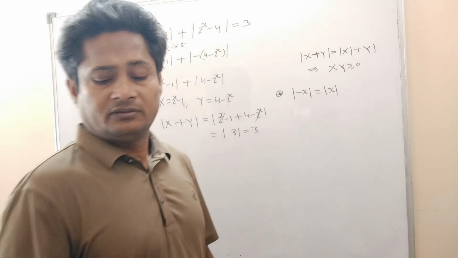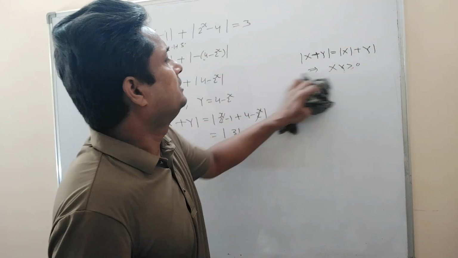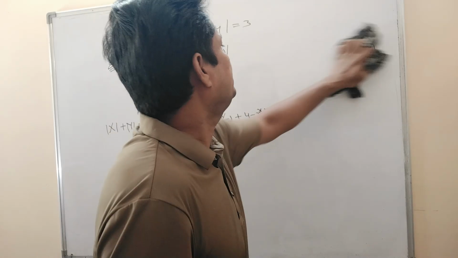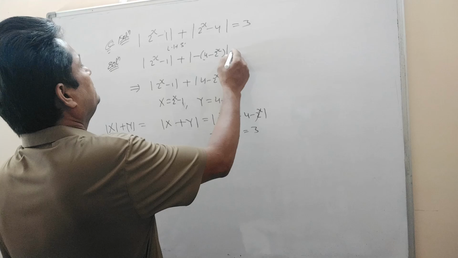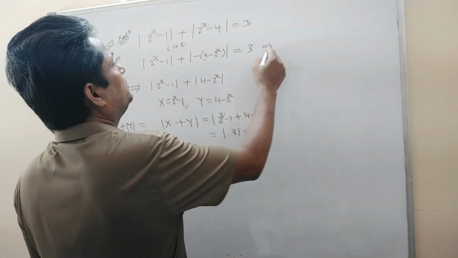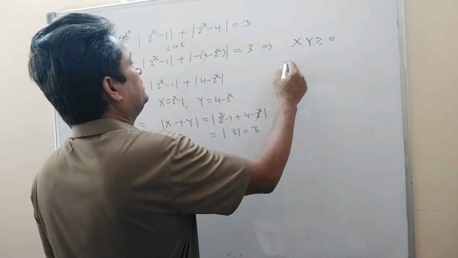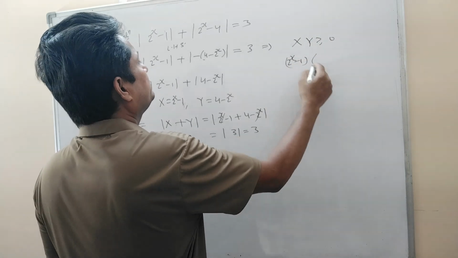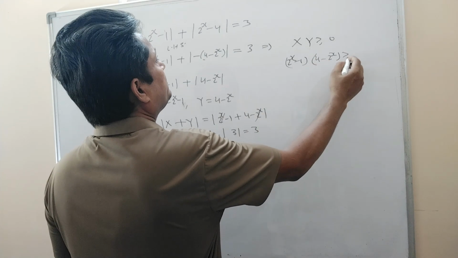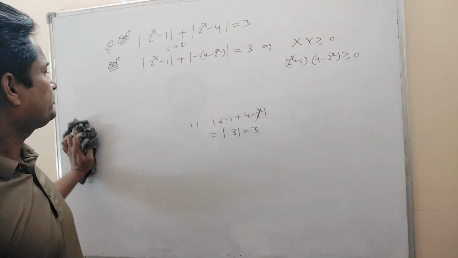So we have to solve only what? We have to solve x into y greater than or equal to 0. So the solution will be X into Y greater than or equal to 0, where X is 2 to the power x minus 1, and Y is 4 minus 2 to the power x. This should be greater than or equal to 0.